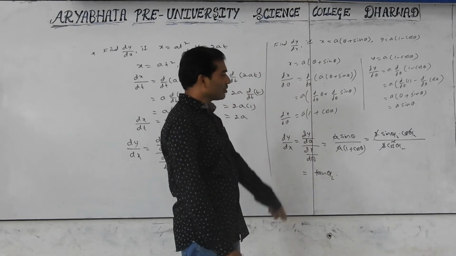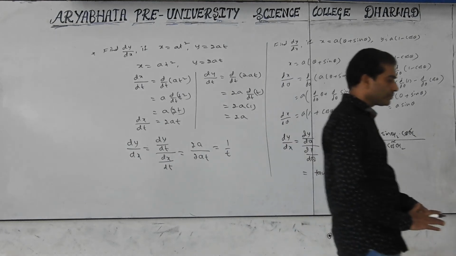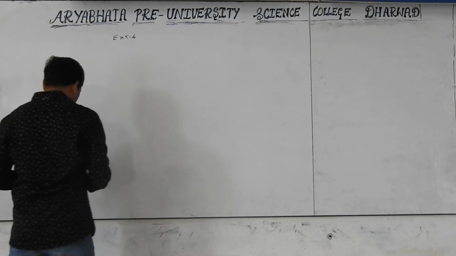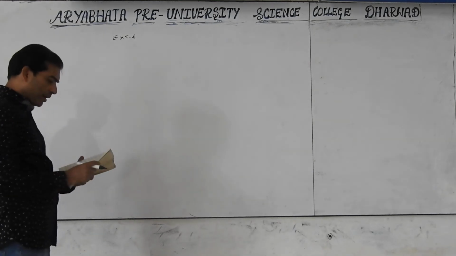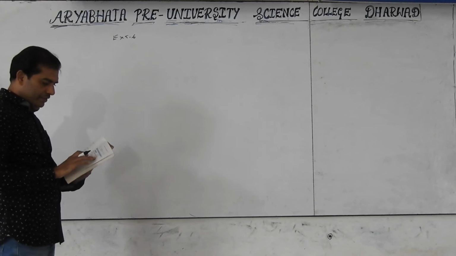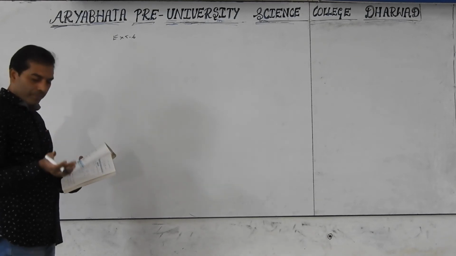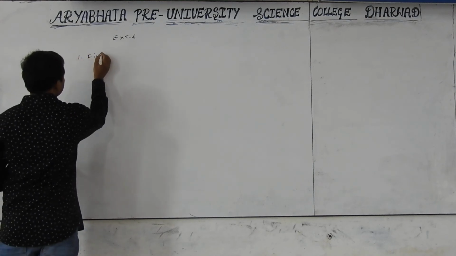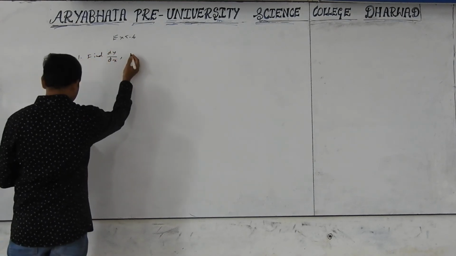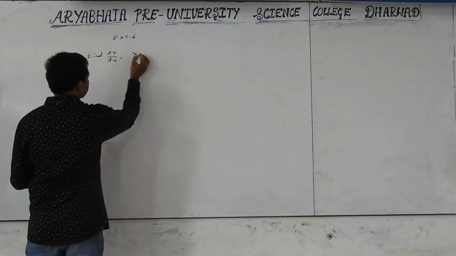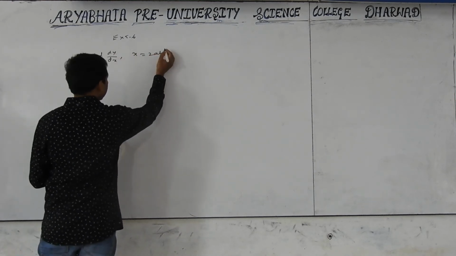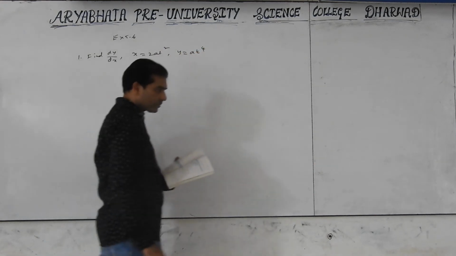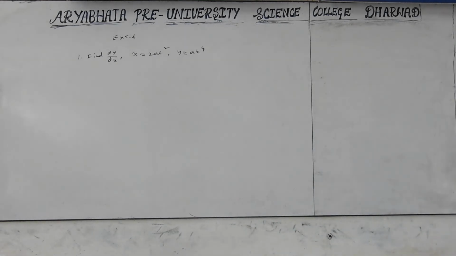This is a most important question, exercise 5.6. x and y are connected parametrically by the equation given in exercises 1 to 10. Without eliminating the parameter, find dy/dx. First question: x is equal to 2at square, y equal to a t power 4. We should not eliminate t.